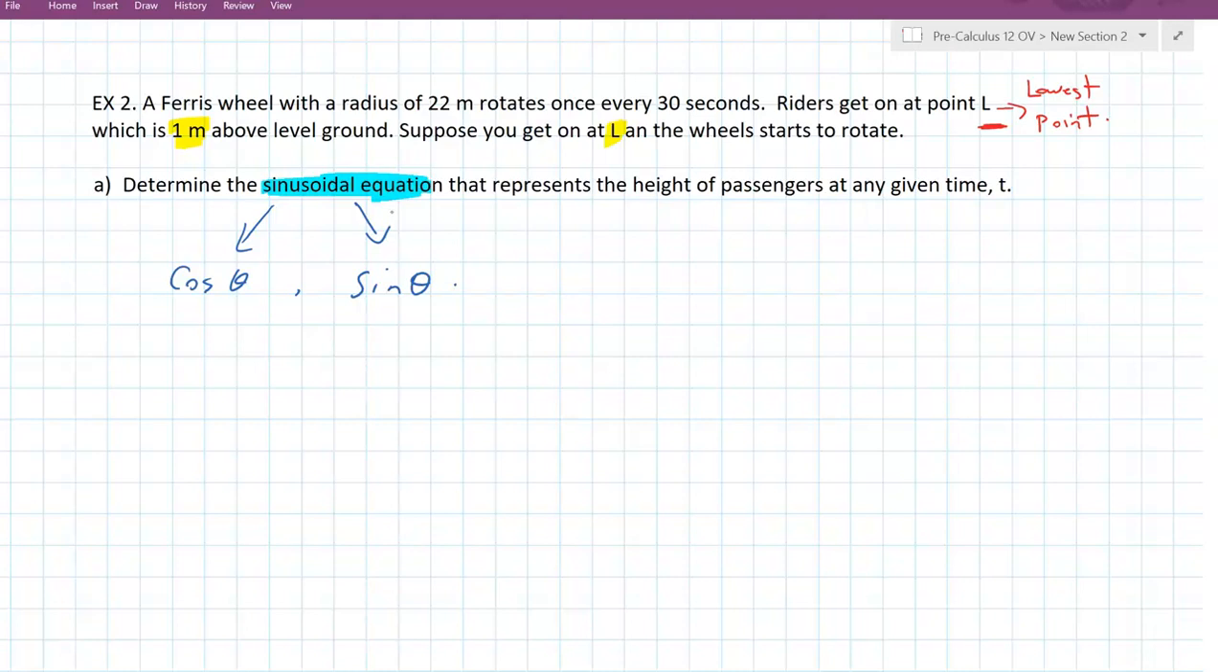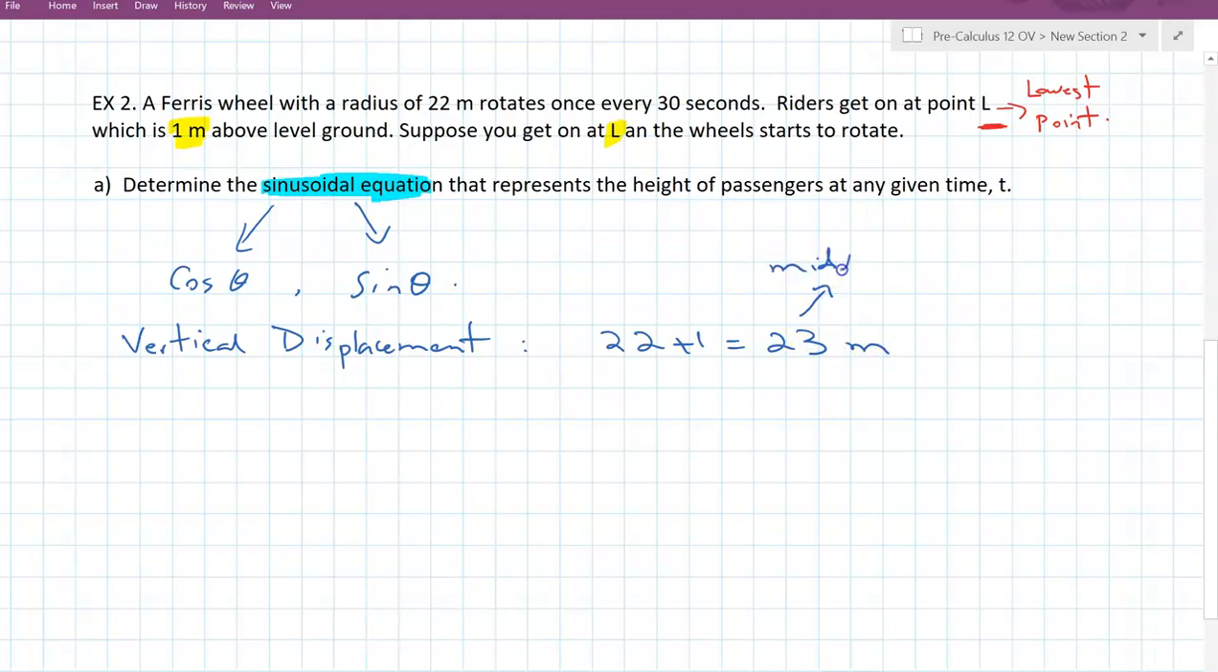Number one, let's start with the vertical displacement, which is the midline. So the vertical displacement is, you have 22 meters as the radius of the Ferris wheel plus 1 meter above, so that is 22 plus 1, which is 23 meters. This is where the midline of your equation or function will be. So that is your mid value or midline.